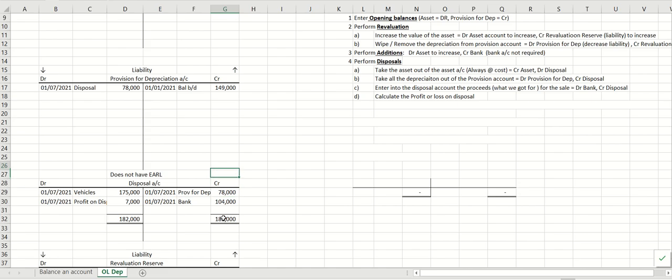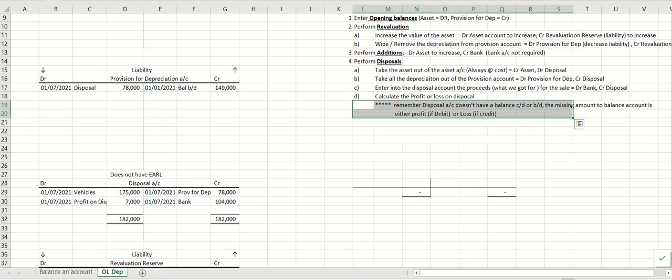Okay, so we're going through our steps, guys. We've entered our opening balances. There was no reval in the first year. We've done our additions where we bought the new building. We've done our disposals where we sold a building and calculated our profit and loss. And now we're on to our next step where we're going to enter the depreciation for the year.